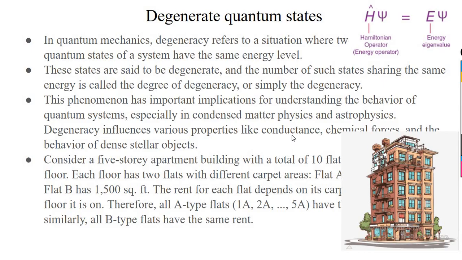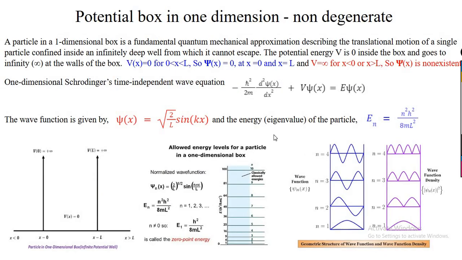Now we'll take some examples of degenerate and non-degenerate quantum states. To explain this, we'll consider the simplest quantum mechanical problem, the one-dimensional potential box. We all have read about the one-dimensional potential box in undergraduate courses, where the potential is 0 within x equal to 0 to x equal to L, but outside the potential is very large. So within this region the wave function is available, and the quantum particle has potential 0. So it acts like a free particle inside.